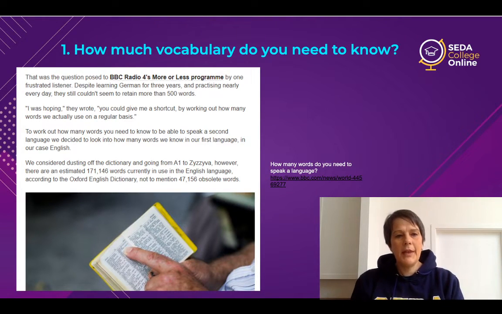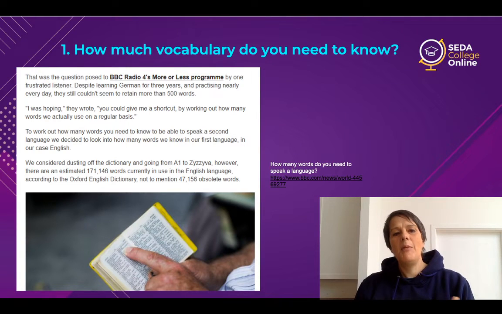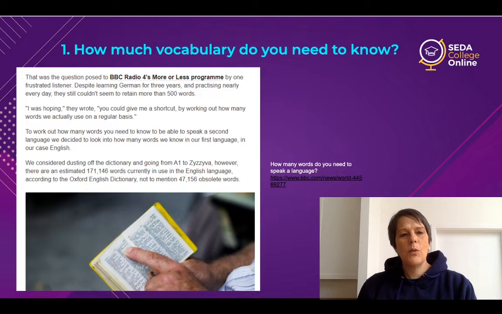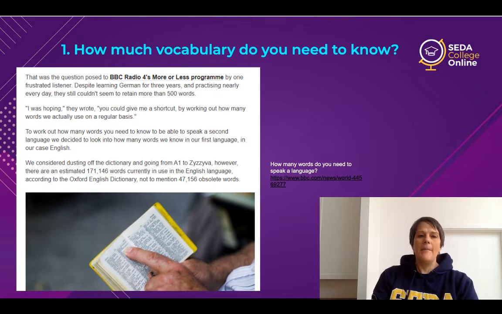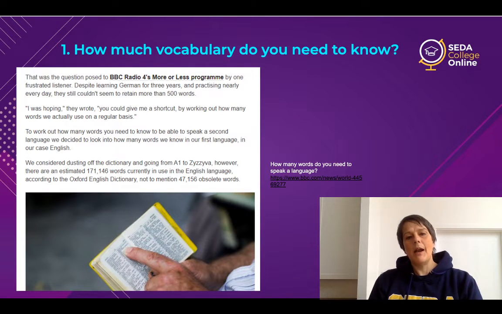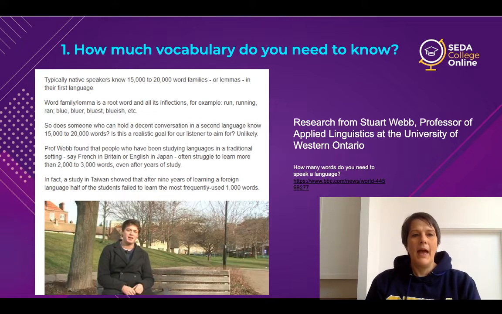So then the question is, how many words are there in the English language? And the problem is that there's 171,000 words in the English language. And that's not including the 50,000 words that are obsolete. So there's an enormous number of words in the English language, according to the Oxford English Dictionary. But the point is that some of them are more common and some of them are less common. And so it's a question of which are the right words that you need to know.